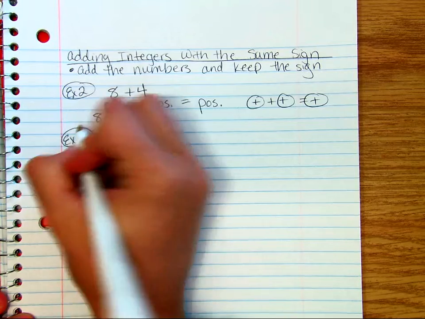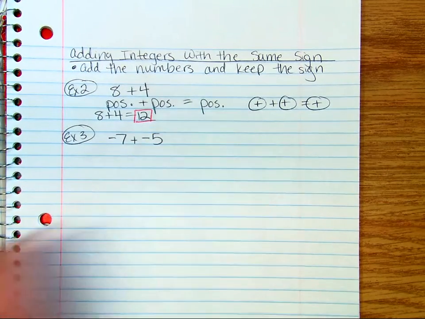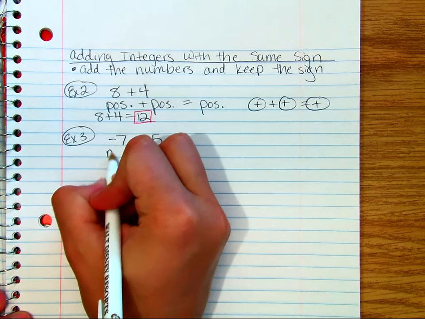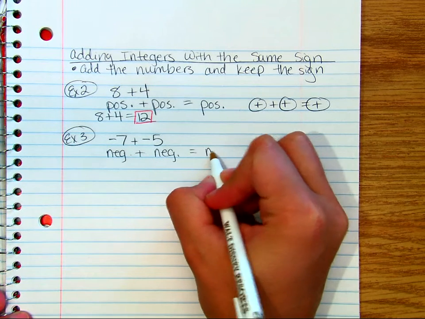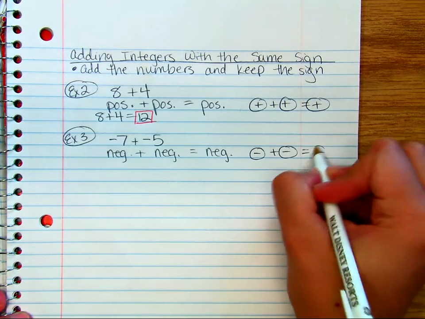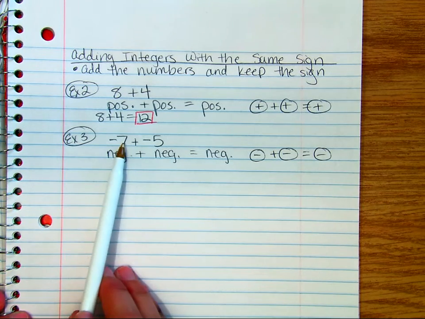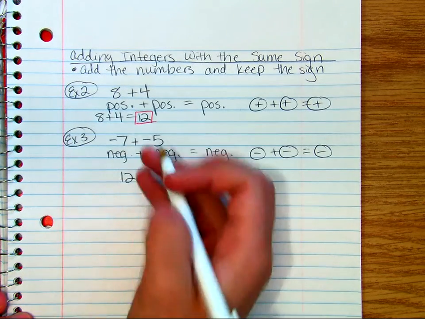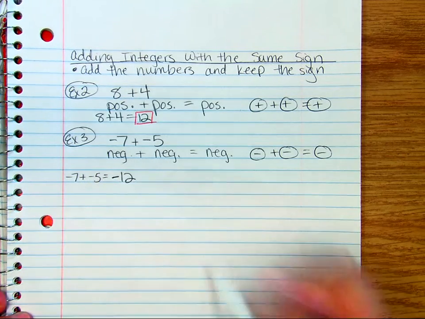Okay, so that's example 2. Example 3, we have a negative number, negative 7, plus a negative 5. All right, so both of these numbers that we're adding together are negative. So when we have a negative plus a negative, that's going to equal another negative number. If you're a visual person, you might want to use these little circles. Negative plus a negative equals another negative. All right, so you're just going to simply add 7 plus 5. That's 12. But then, since they're both negative, it's going to be a negative 12 for our answer. So negative 7 plus negative 5 was negative 12.